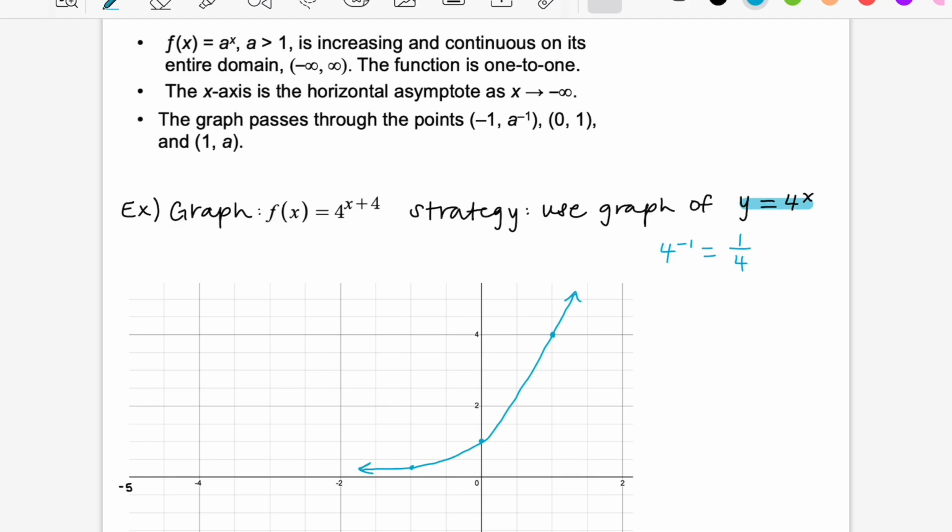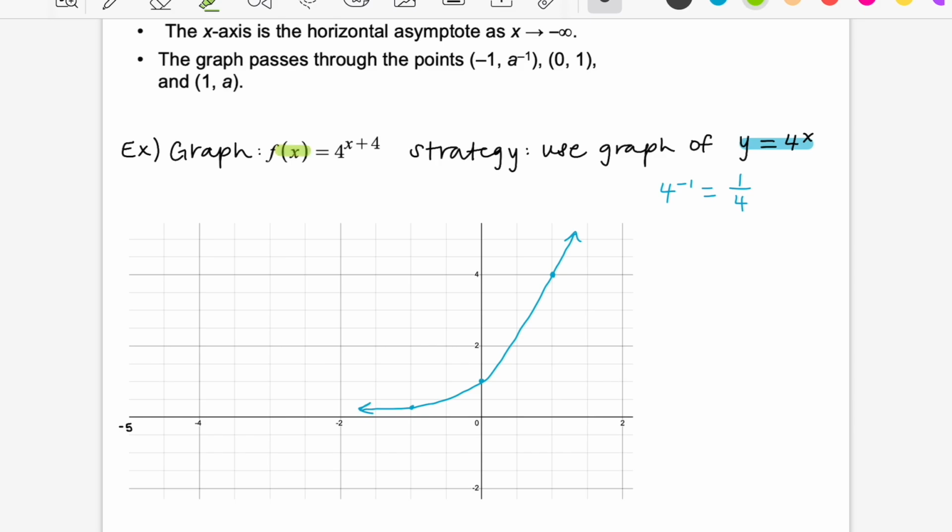Alright, now using this parent graph here, we can graph this translated graph. We have 4 to the x plus 4 here. So in this case, this x here is being replaced with this x plus 4, and this change is happening inside the function, so we have a composition of functions. So this tells us that our graph is going to be shifting horizontally, and it's going to go 4 units to the left, since we have x plus 4 here.